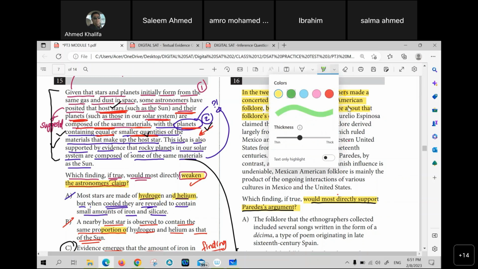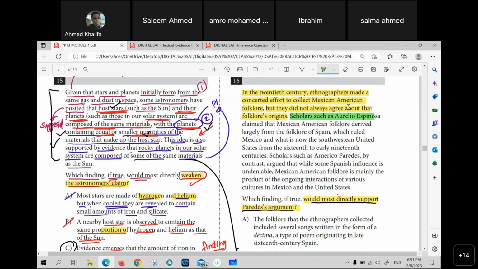And then what else? Take this here. Scholars such as Aurelio Espinosa claim that Mexican American folklore derived largely from the folklore of Spain. This man, what did he say? Some scholars, headed by Aurelio Espinosa, said that Mexican American folklore comes largely from the folklore of Spain, which ruled Mexico and what is now the southeastern United States from the 16th to 19th centuries. Do you have a problem with that? Yes, but we have Aurelio Espinosa. He said all the Mexican American folklore was taken from Spain, because Spain colonized the place.